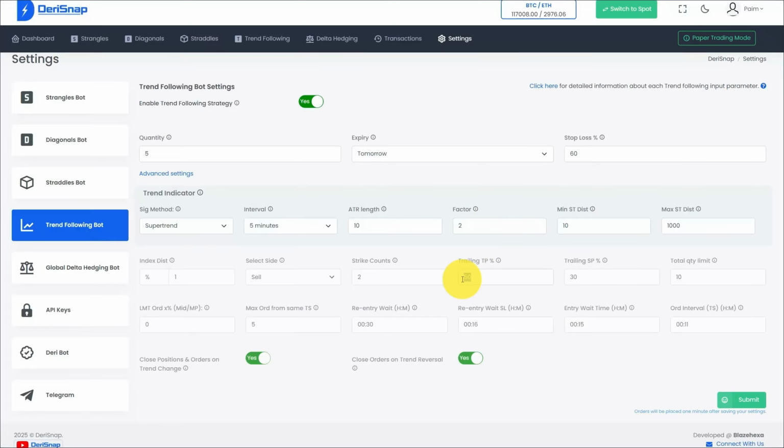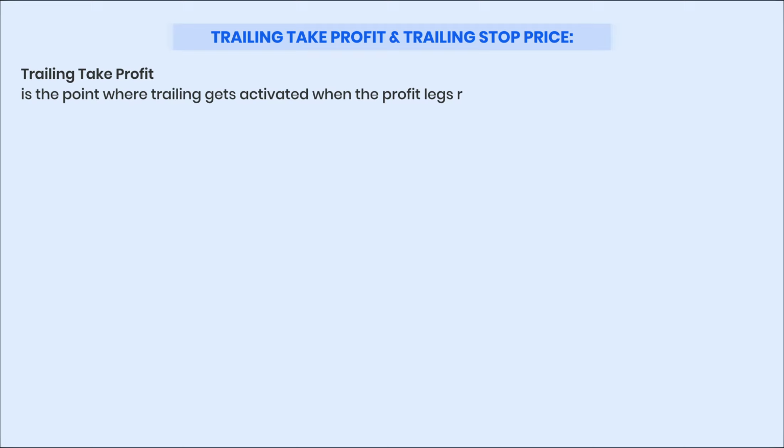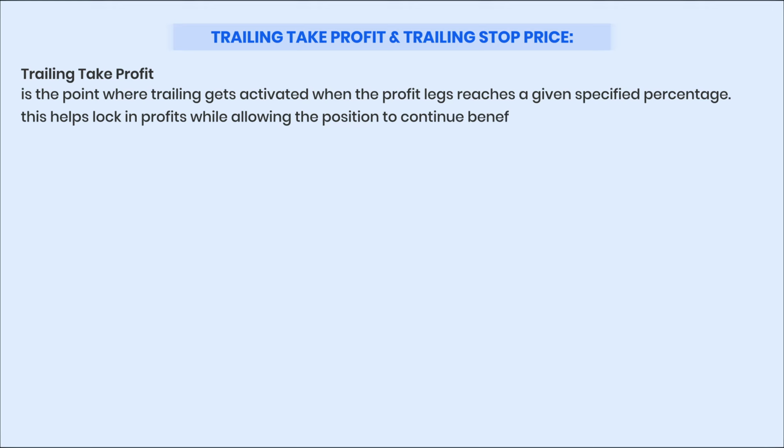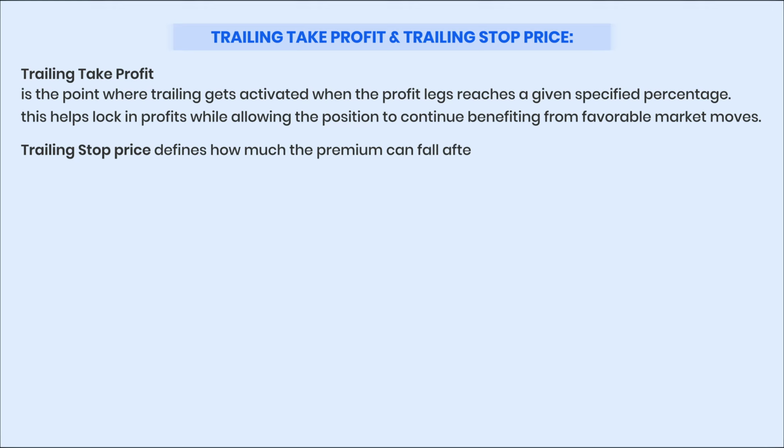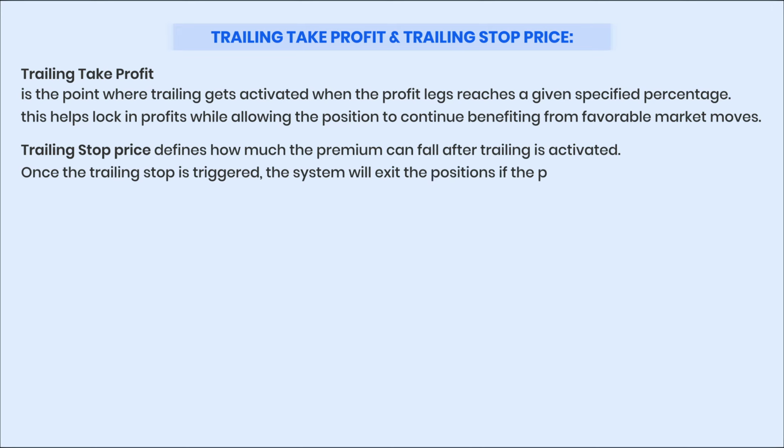Trailing take profit and trailing stop price. Trailing take profit is the point where trailing gets activated when the profit leg reaches a specified percentage. This helps lock in profits while allowing the position to continue benefiting from favorable market moves. Trailing stop price defines how much the premium can fall after trailing is activated. Once the trailing stop is triggered, the system will exit the positions if the profit drops by the specified trail stop percentage from the highest point.